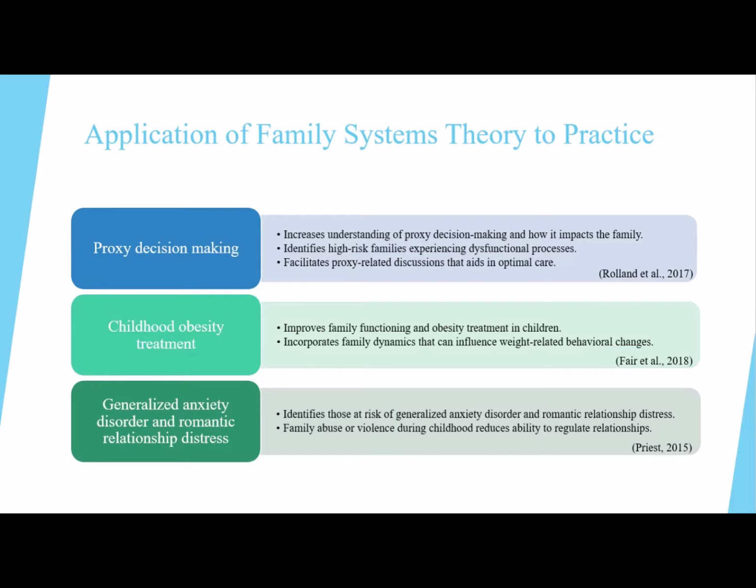Evidence also supports the use of this theory in the multidimensional treatment of childhood obesity to influence weight-related behavioral changes from a family dynamic perspective. The theory has also been used to identify those at risk of developing generalized anxiety disorder and romantic relationship distress by addressing their inability to regulate relationships related to experiencing childhood familial abuse or violence.